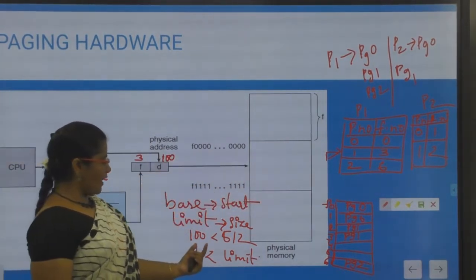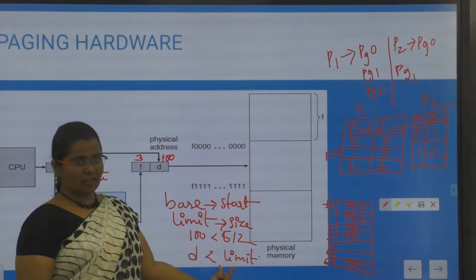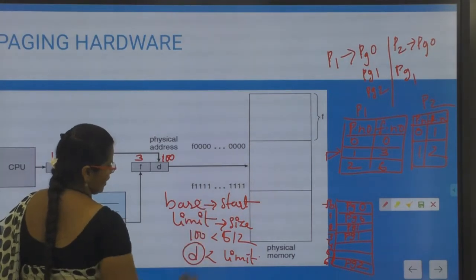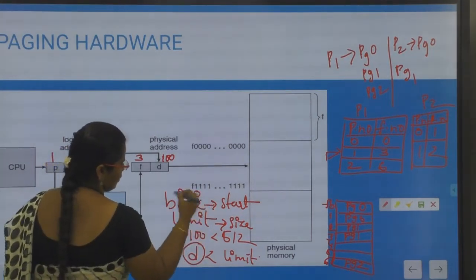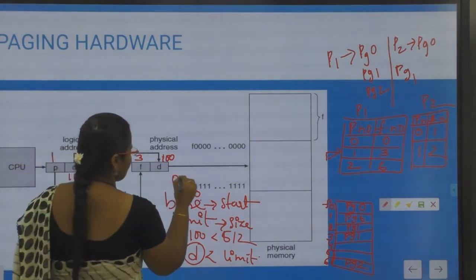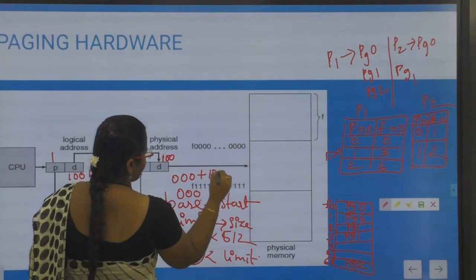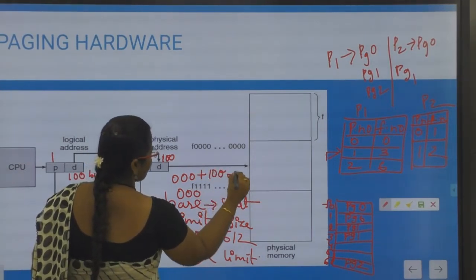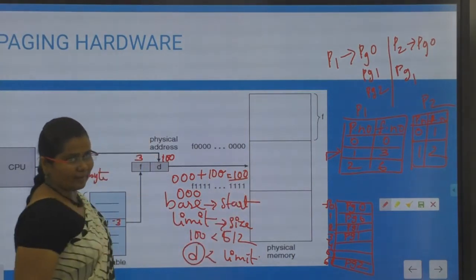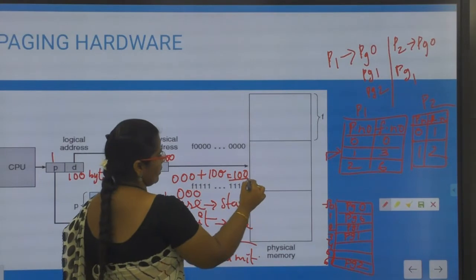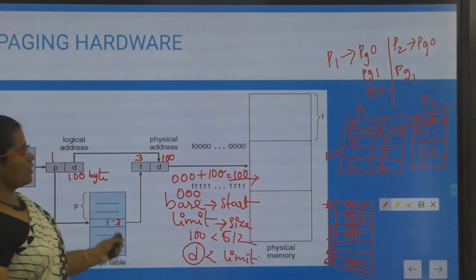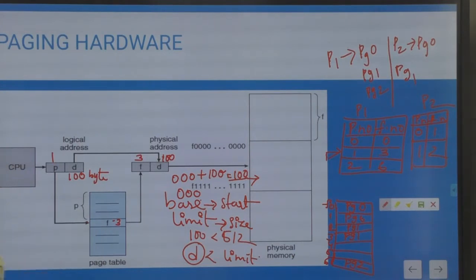So this will be compared. If this offset is less than the size of the limit, then I will add this offset number to the base address. If my base address is 000, the 100th byte I would get by adding this base address to the offset number. Then I get 100 as the address of the 100th byte. So this physical address will be found in your actual main memory. So this is all about paging.